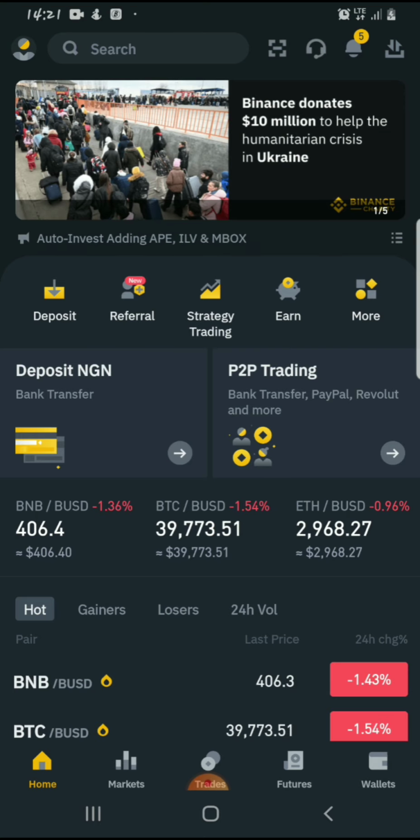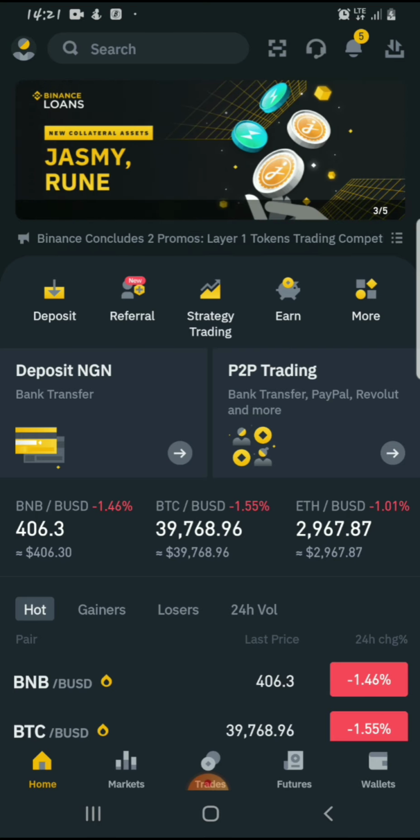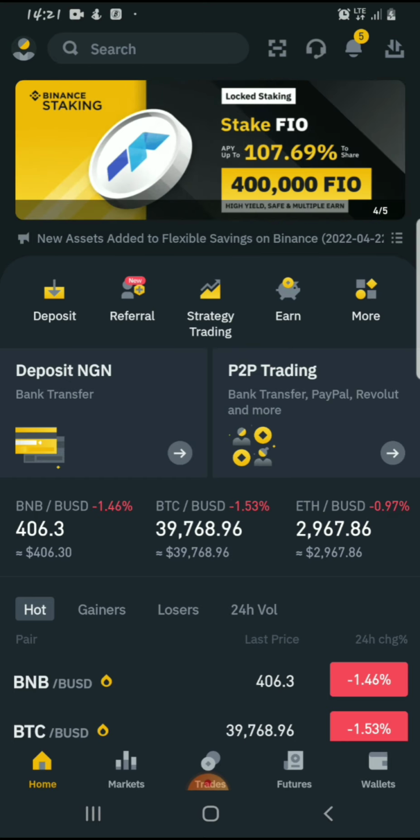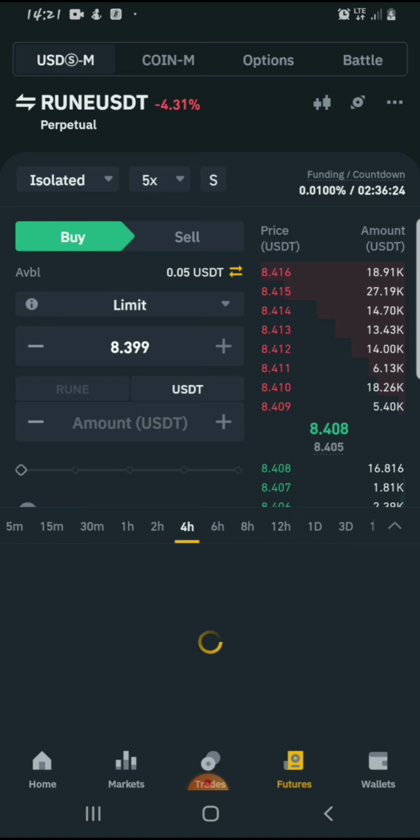Alright, this is my home screen on the Binance app, on Android, and I just navigate to the futures section. Just look below the screen and navigate to the futures section. It's quite easy. Now this is what the Binance Futures marketplace looks like.